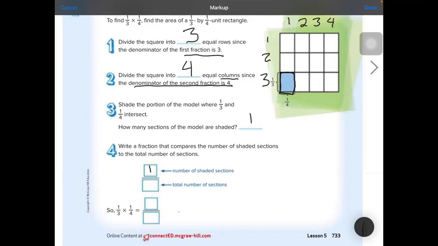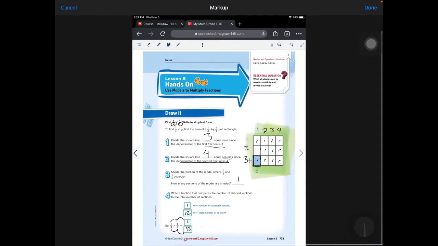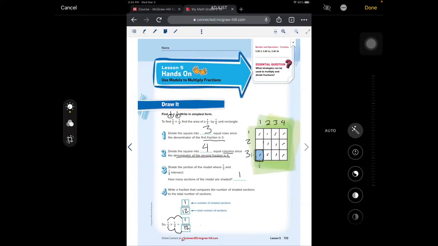So they want you to do a fraction. So there is 1 that is colored, and there are 12 total squares. So 1/3 times 1/4 is 1/12. Of course, if you did it the regular algorithm way, you would say 1 times 1 is 1, 3 times 4 is 12.